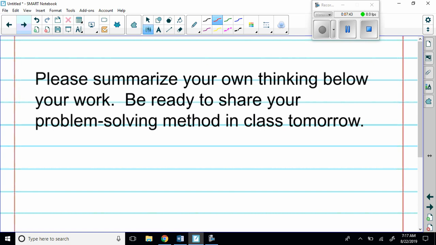Now at the bottom of your page where you showed your work, you need to go ahead and write your summary about what your thinking was. Remember, before you work the problem out, you need to hit pause on our video so that you can do the work on your own, and then hit play to check your work and those other possible solutions.